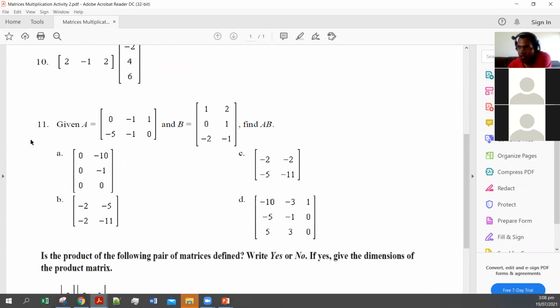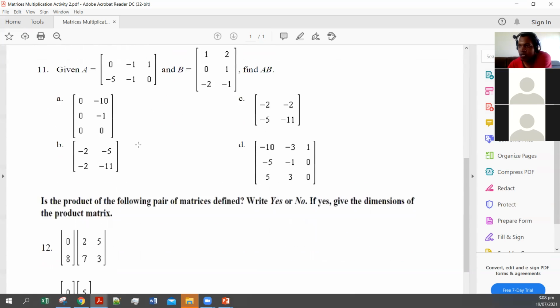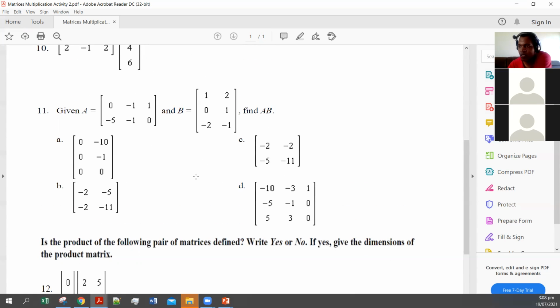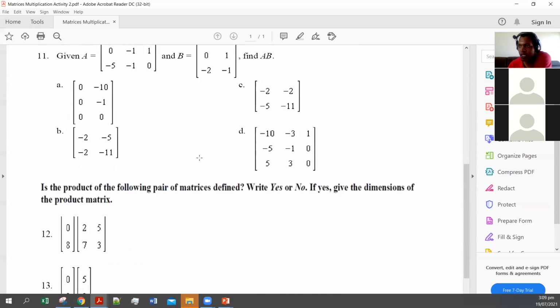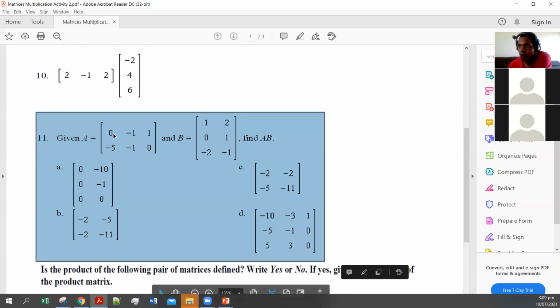So we have these questions here. It's practice, guys. You have to practice it out. So it says for 11 here, given A equals this, B equals to this, find AB. This is like a multiple choice question that you can find. And for the test that you guys will be writing later on, I might give you a similar question like this one over here, where I give you, given A equals to this, B equals to this, and I give you options A, B, C, D. So you just select the correct answer.